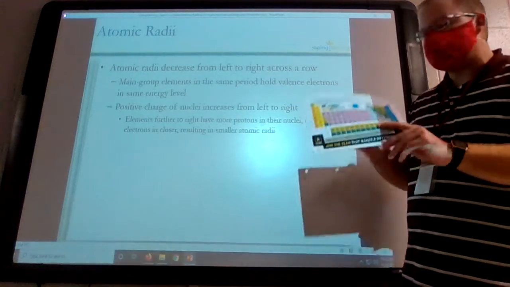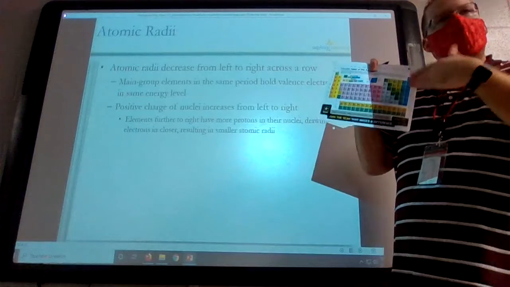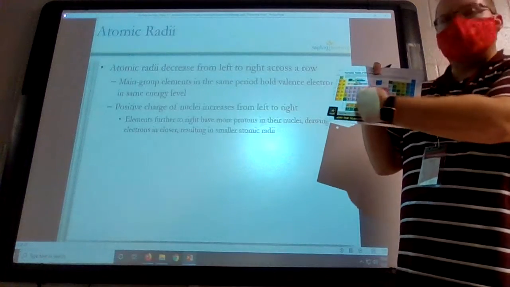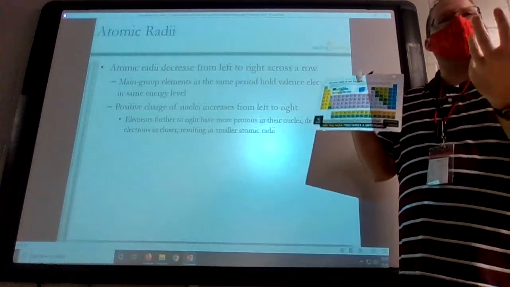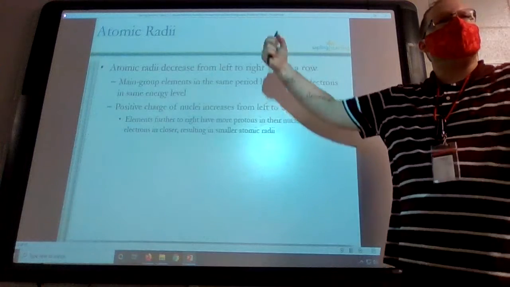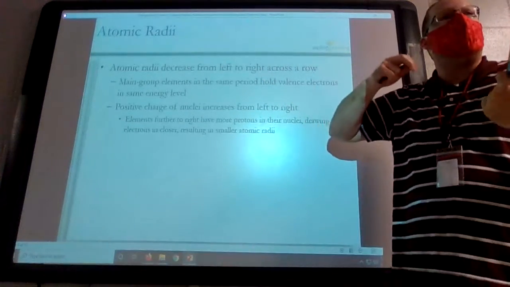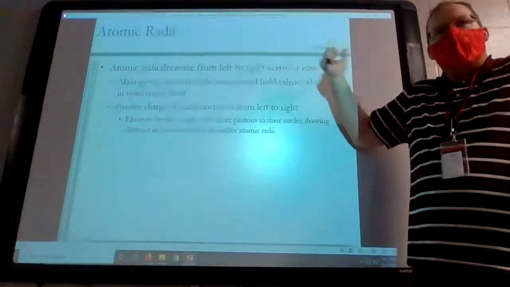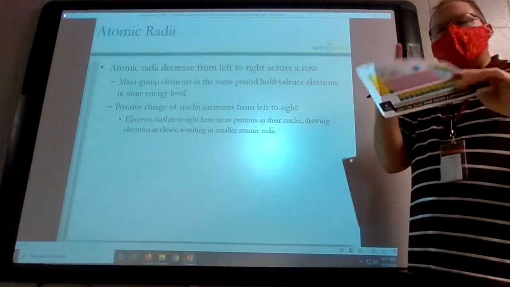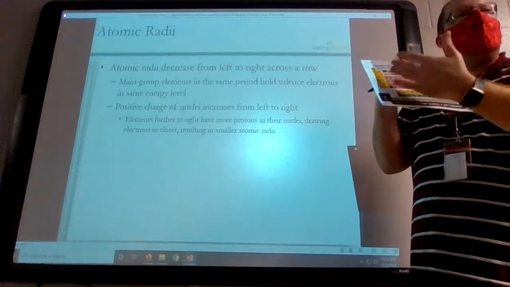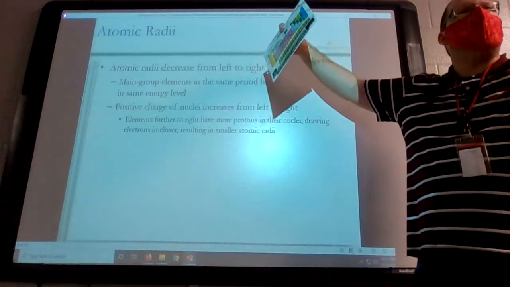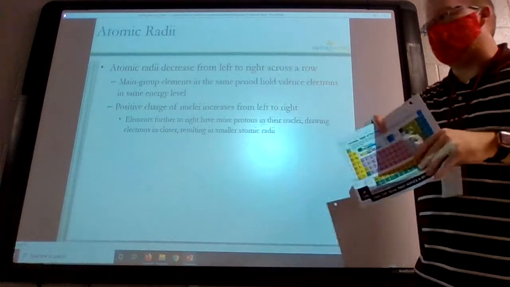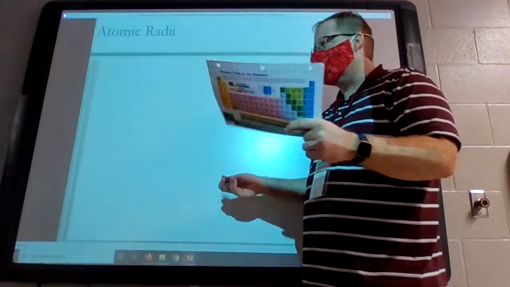So that's why you see that trend of them getting smaller on this side, because as you go from left to right, you get more and more protons. The protons are positive. They're going to attract those negative electrons in closer to them. Even though they have more electrons, they're pulling them in closer. And then when you get to the next group, you have fewer electrons, and so they kind of space out a little bit, and they're further away from the protons. So that's why it goes that way.